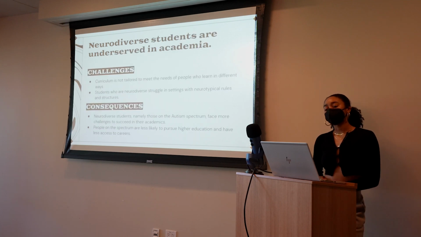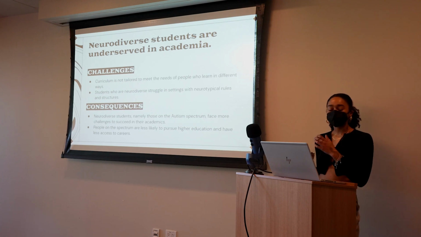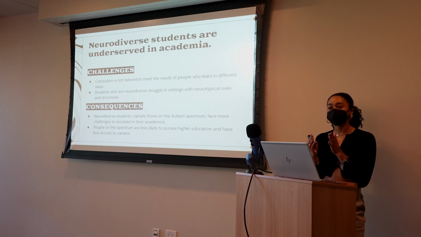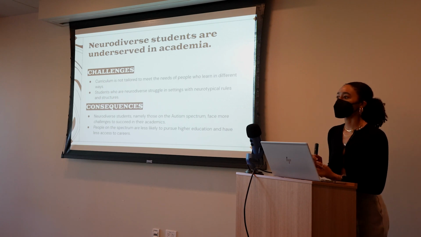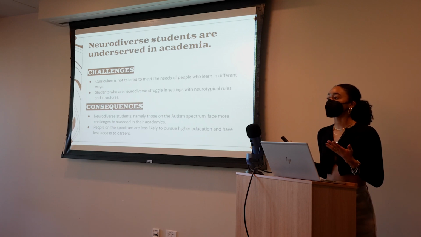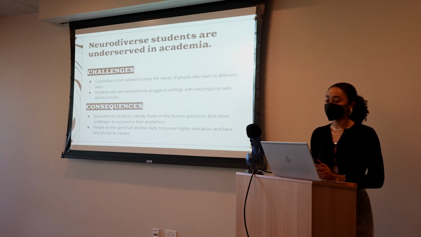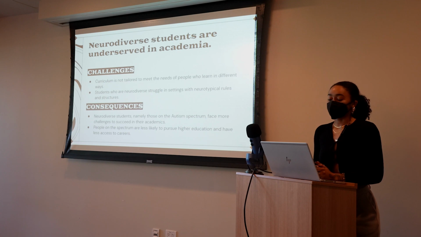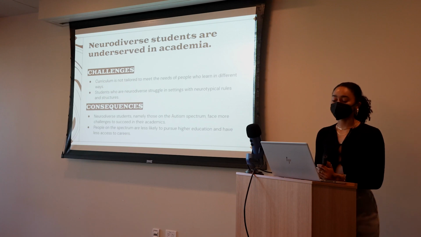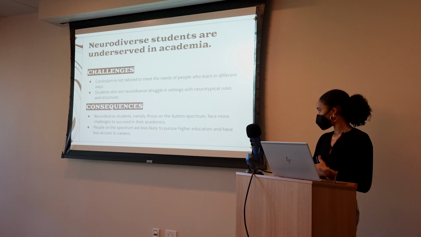Neurodiverse students are underserved in academia, and some challenges include curriculum is not tailored to meet the needs of people who learn in different ways. It's very rigid. It's one size fits all. And if a student needs extra resources, it's on them to figure out what they are and to then apply them in the classroom. And most of the time, it doesn't work out that way, because neurodivergence is not emphasized. And students who are neurodiverse struggle in settings with neurotypical rules and structures. So this is another way of saying what I had just said.